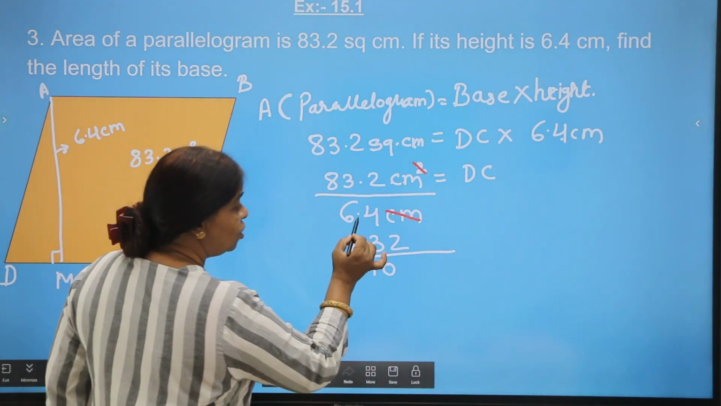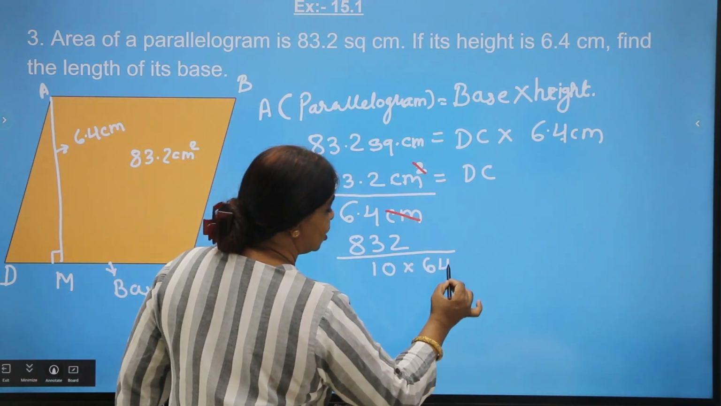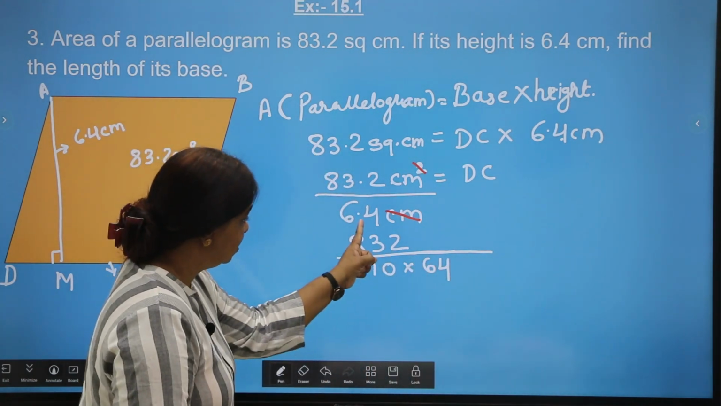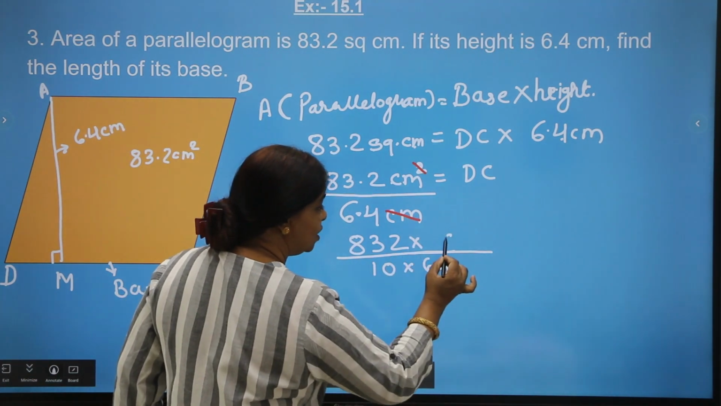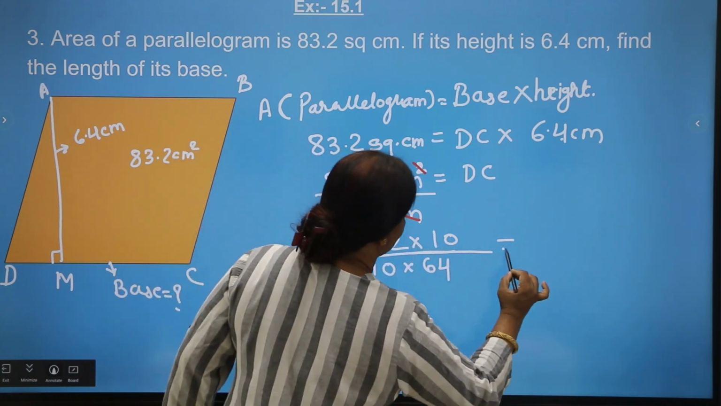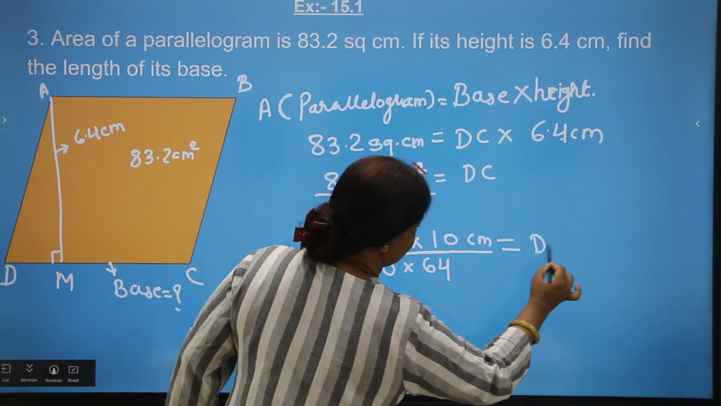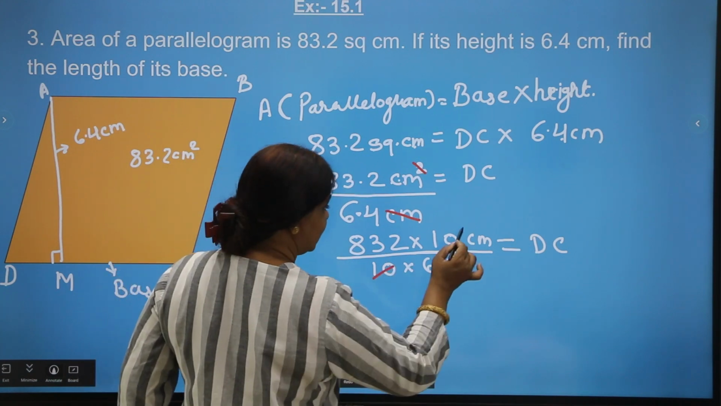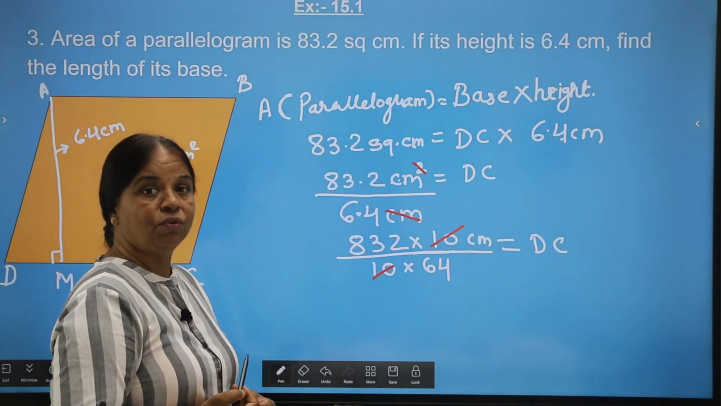Now you see in the denominator also there is a number which is 6.4. I will be writing 64. So where is the decimal gone? From here. After the decimal there is only 1 digit. So I will write 10, and for decimal I will write 10, which is equal to DC, and centimeter is already there. Fine. Now this 10 will cancel by 10. 832 to be divided by 64.